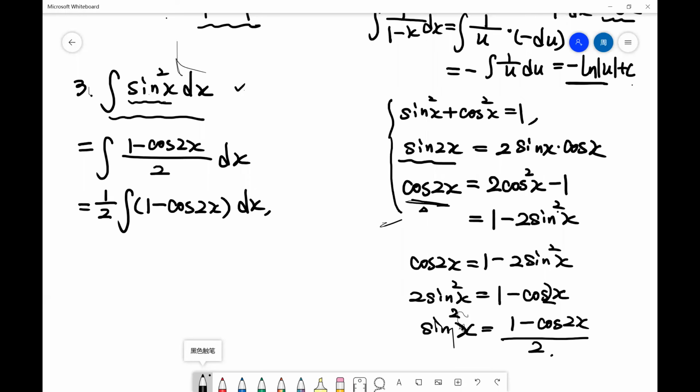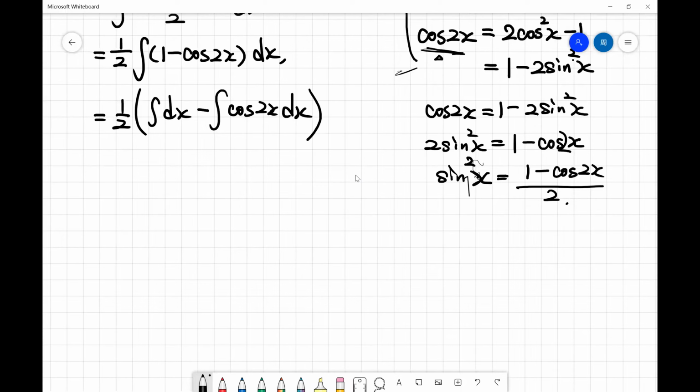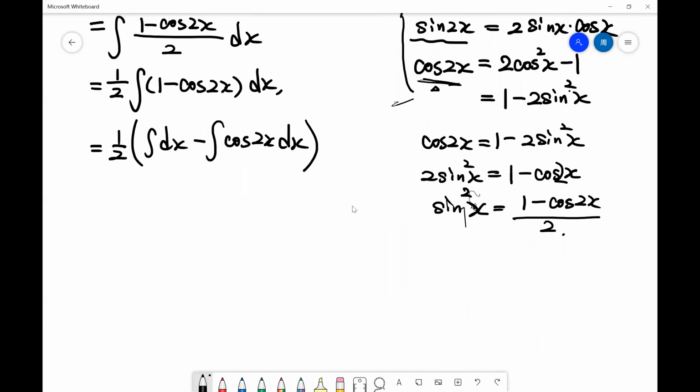And here we can separate it into two parts. The first is 1 by 2 times the integral of dx, right? The integrand here is 1. And minus cosine 2x dx here, right? So the first equals 1 by 2 times x, right? And for the second part, here you can use the substitution rule. You can let u be 2x.